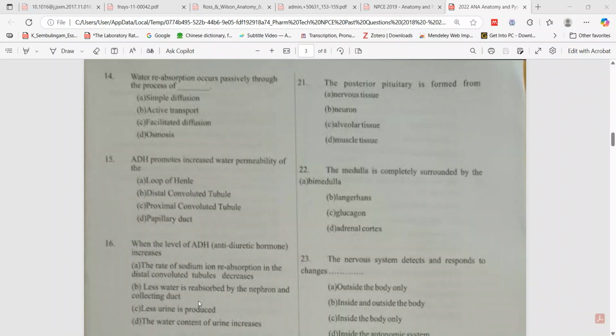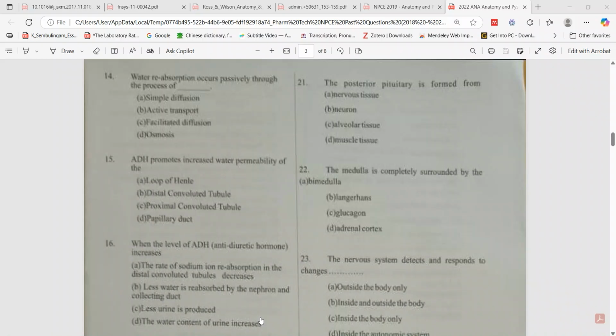So which other hormone does the posterior pituitary produce? Let's say release, not produce. Which other hormone does the posterior pituitary release? Oxytocin. So the other one is oxytocin.